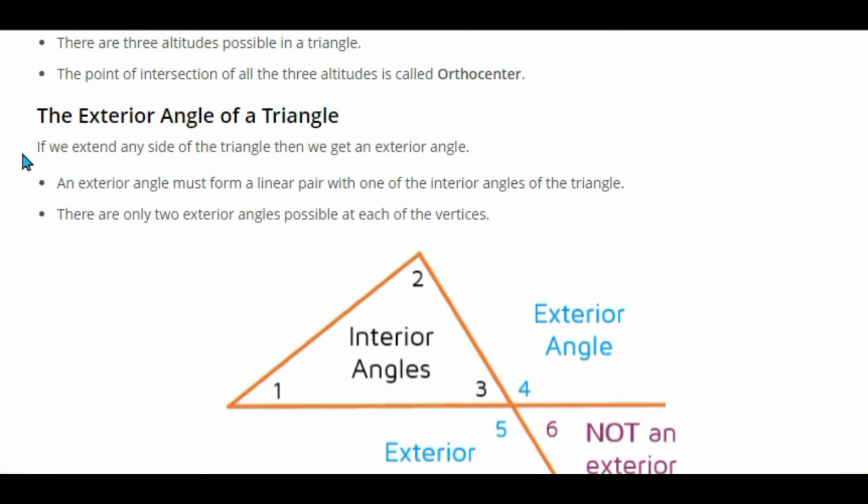Okay, next, exterior angle of a triangle. Now what is an exterior angle of a triangle? Exterior means outside. The angles which lie outside of the triangle are known as exterior angles of a triangle. In detail, if we extend any side of the triangle, we get an exterior angle. An exterior angle must form a linear pair with one interior angle of the triangle. This is very important for the exterior angle of a triangle.